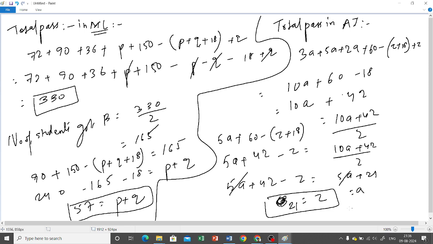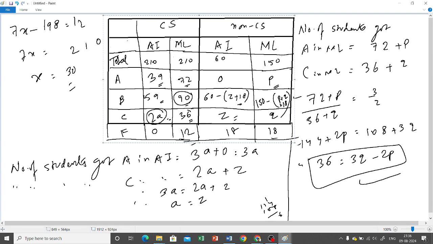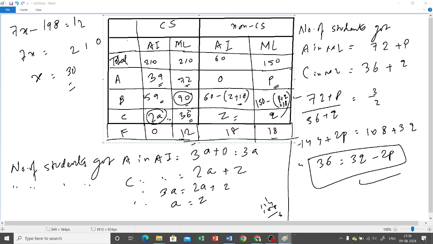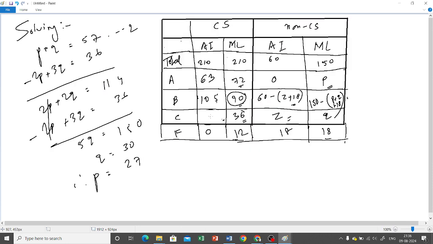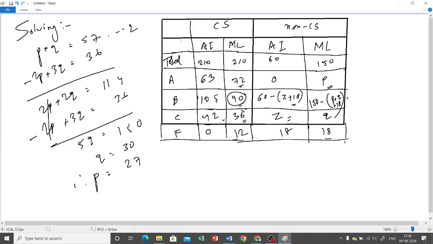Okay, so z is 21, a is 21, so 3a is going to be 63. 5a is going to be what? 5 1s are 5, 5 2s are 10. 2a is going to be 42, right? z I have got the same, z also 21. So what is going to be this value? 21 plus 18 is 39, and 60 is going to be 21 again.